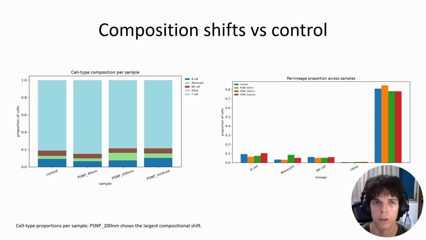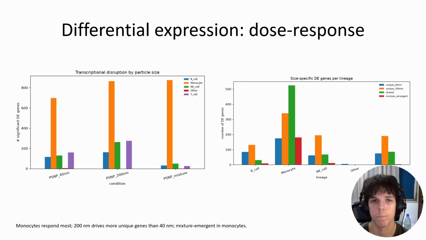The thing to notice is the monocyte group. The green 200 nanometer bar is noticeably taller, roughly 2.5 times the control's monocyte fraction, while everything else barely moves. So 200 nanometer specifically bumps up the monocytes. With no replicates, I report this as a descriptive shift and treat any test as exploratory.